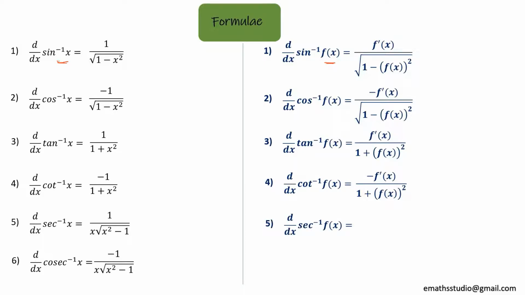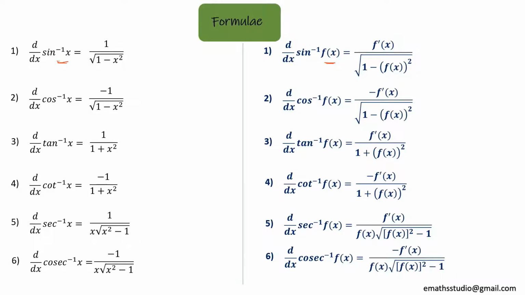Then the derivative of sec inverse of f of x is f dash of x upon f of x into root of f of x the whole square minus 1. The last one is the derivative of cosec inverse f of x, which is minus f dash of x upon f of x into root of f of x the whole square minus 1. So if you observe all these formulae, I have modified them here. x is replaced everywhere by f of x, and every term on the right hand side is multiplied by f dash of x. That's why in the numerator, instead of 1 or minus 1, we have either f dash of x or minus f dash of x.